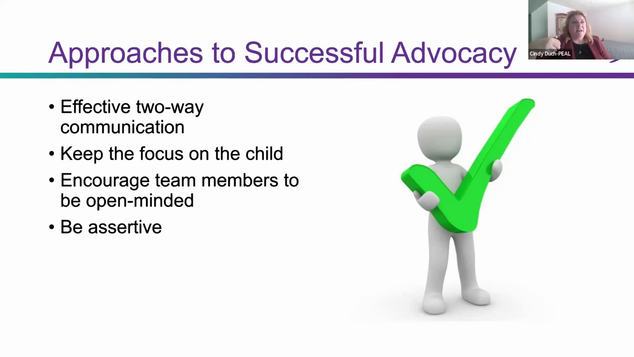These are things that we've gotten information from other PTIs. So you might have other groups or other advocacy organizations that have ideas about approaches to successful advocacy. So this isn't an exhaustive list, and these are just some ideas that we've found that are successful in advocating for your child. And it starts with effective two-way communication.